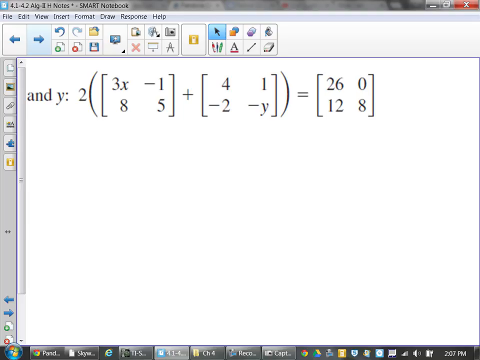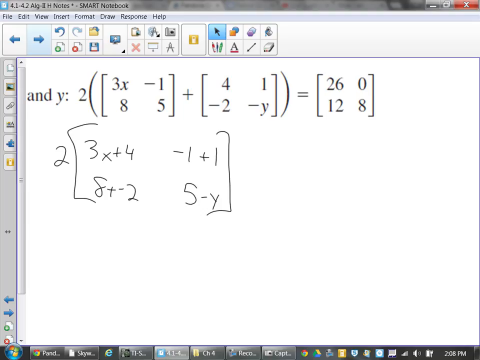Now, does everybody agree that your answer is a 2 by 2? Yes. The stuff on the left is also a bunch of 2 by 2 stuff. Now, that means the following can happen. I can do my order of operations and take care of the addition in the middle. I get 3x plus 4, negative 1 plus 1, 8 plus negative 2, and 5 minus y, all times 2 still, correct? Yeah. That has to equal 26, 0, 12, and 8.